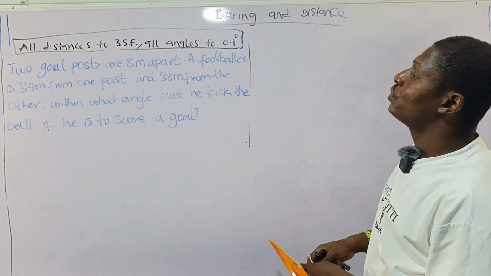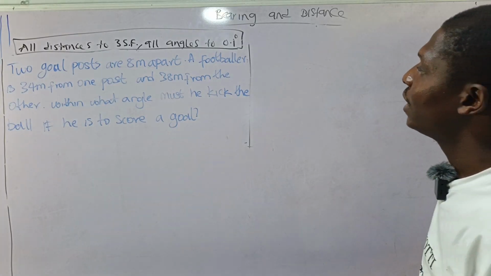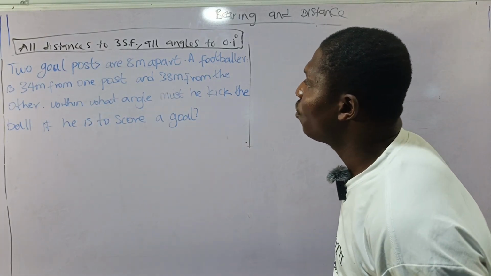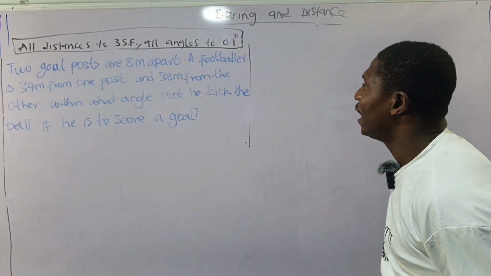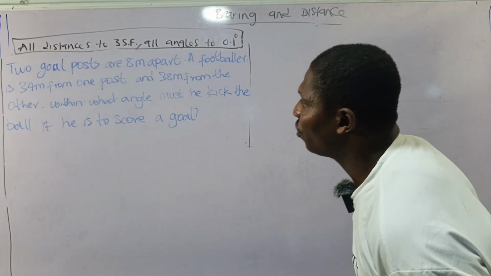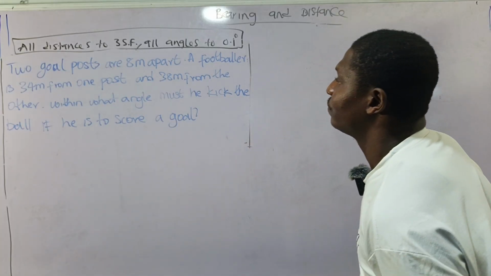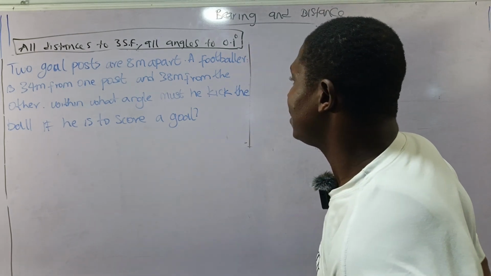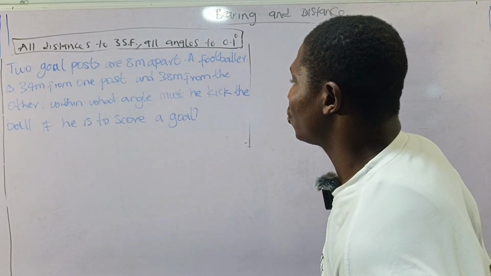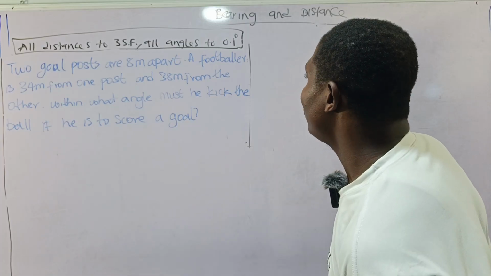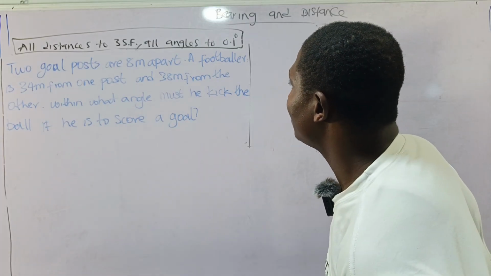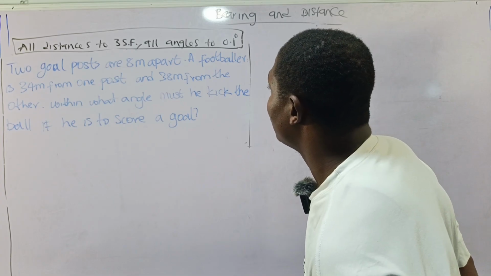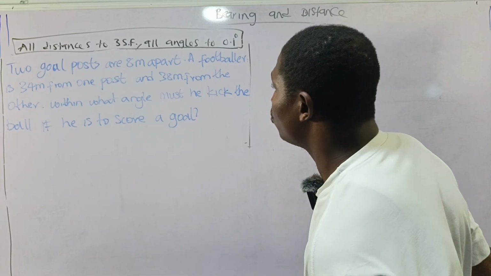We have 2 goalposts that are 8 meters apart. A footballer is 34 meters from one post and 38 meters from the other. Within what angle must he kick the ball if he is to score a goal? Now, the angle they are talking about should be the angle made in between the 2 posts.